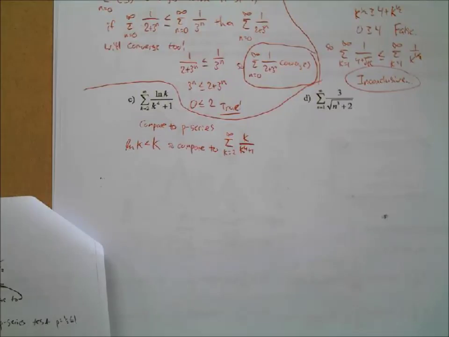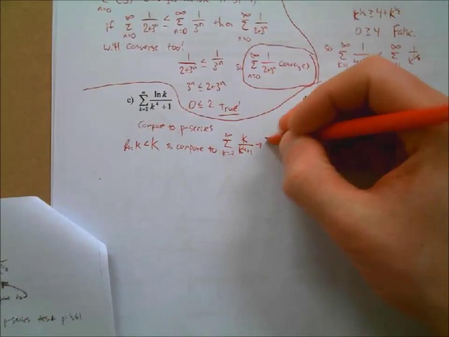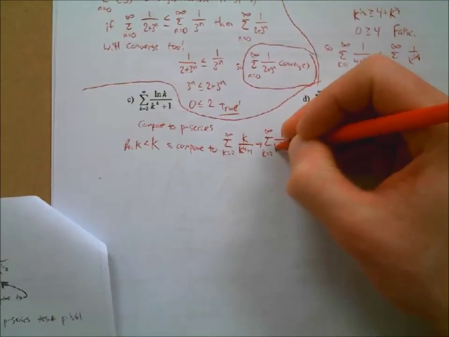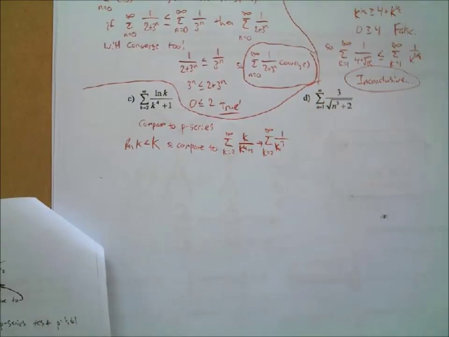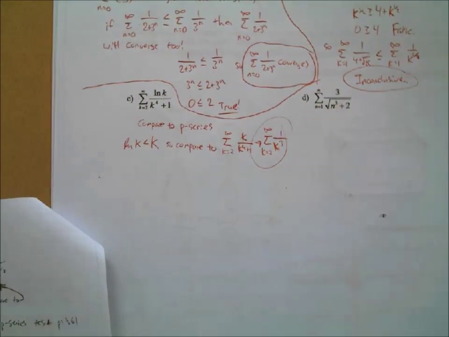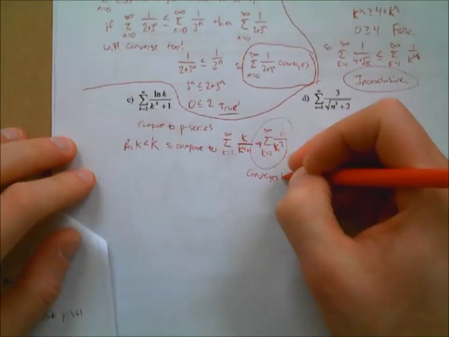So then we can even take out the plus 1. We can compare it even further and say, then compare that to the sum of 1 over k to the 3rd, because k over k to the 4th is just 1 over k to the 3rd. So again, we can even leave off that plus 1 for right now. So now, what do we know about 1 over k to the 3rd? It converges by P-series test.